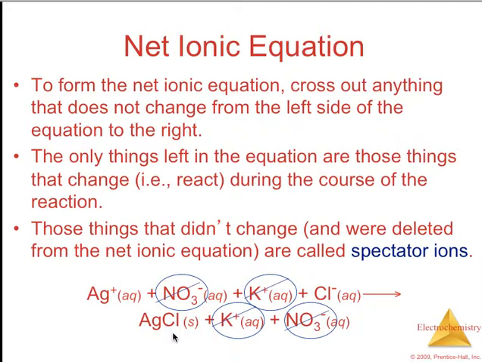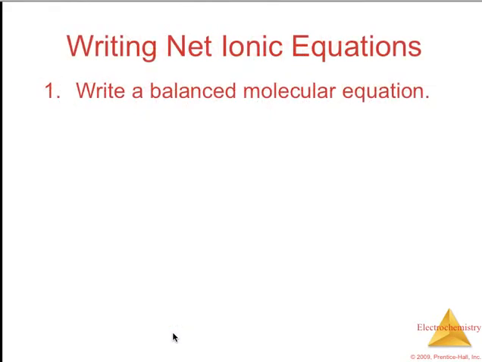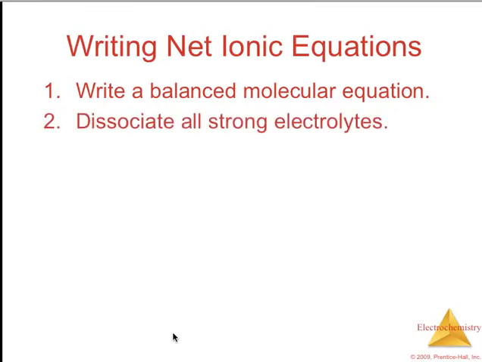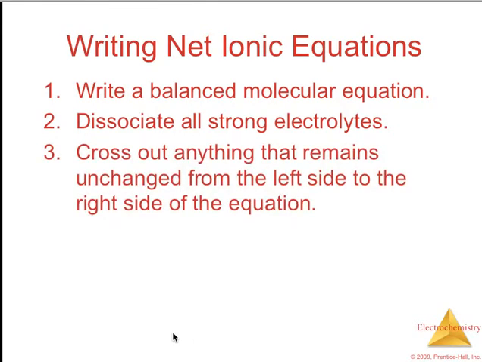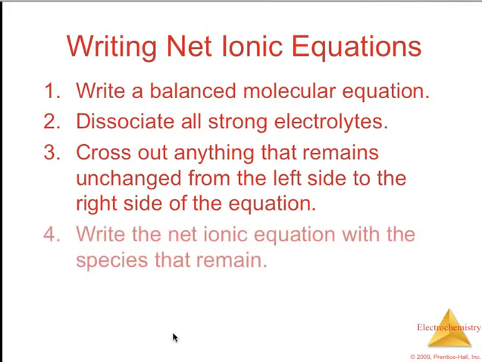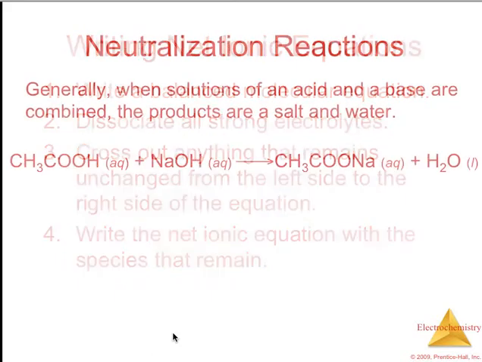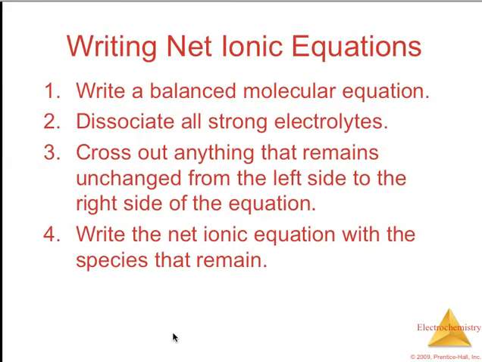Okay, and as mentioned earlier, the things that don't change, the things that are still staying as ions in solution, are called spectators. So writing net ionic, write a balanced molecular equation first, dissociate all of the strong electrolytes, strong acids, strong bases, soluble ionic compounds, cross out anything that remains unchanged from the left side to the right side of the equation, and then write the net ionic equation with any species that remain. So you should be able to write molecular equations, ionic equations, and net ionic equations, and know the difference between those three.